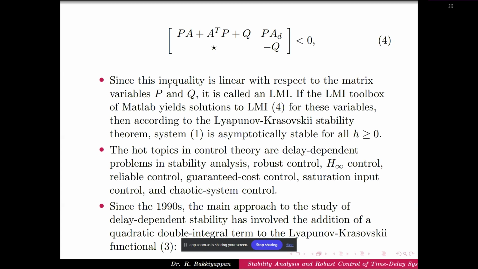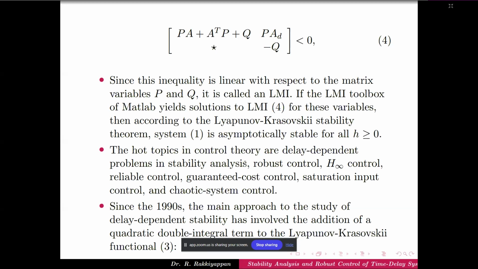Since this inequality is linear with respect to the matrix variables P and Q, it is called an LMI, linear matrix inequality. If the LMI toolbox of MATLAB yields solutions to LMI 4 for these variables, then according to the Lyapunov-Krasovskii stability theorem, the system 1 is asymptotically stable for all h greater than or equal to 0.